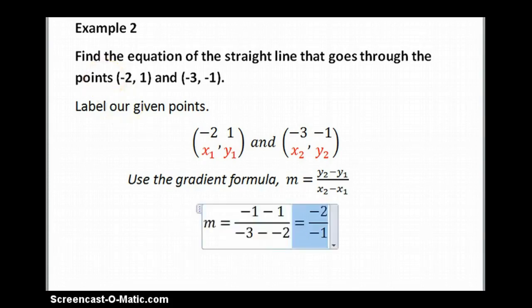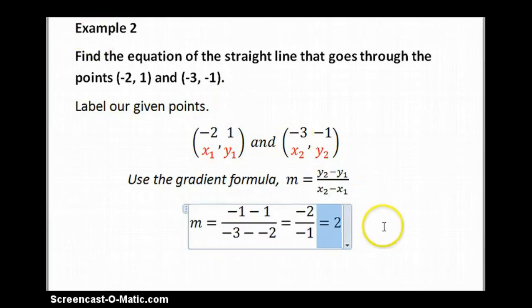Alright, now let's fix up all these signs. In the numerator, -1 minus 1 is -2. Now look at these two minus signs together here. When you have two minus signs together, they become a plus. When the signs are the same, they become a plus. If they were different, it would become a single minus. So we have -3 plus 2, which is -1. Now -2 divided by -1, a negative divided by a negative is a positive, and 2 over 1 is just the number 2. So the gradient of our straight line here is 2.